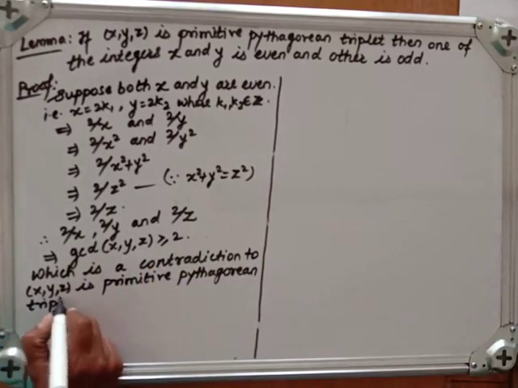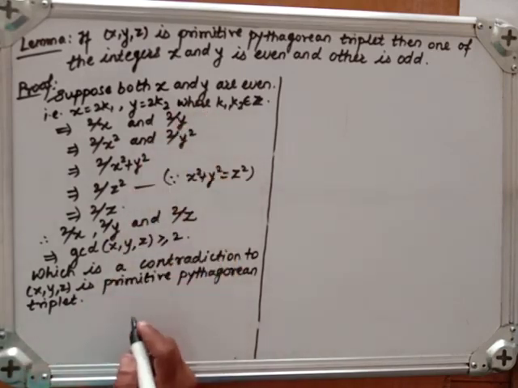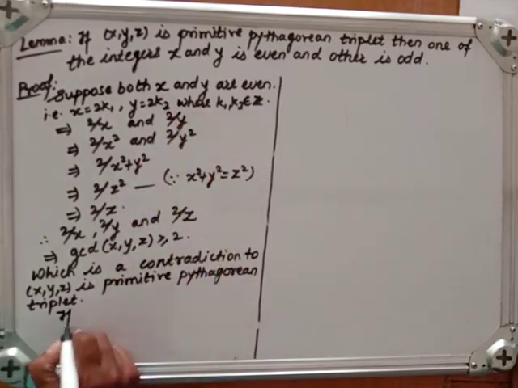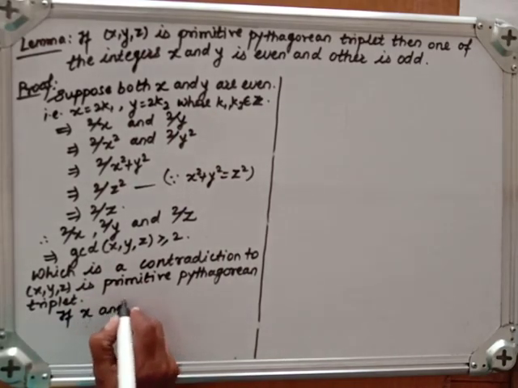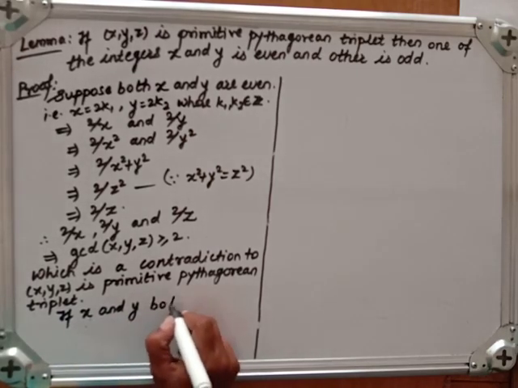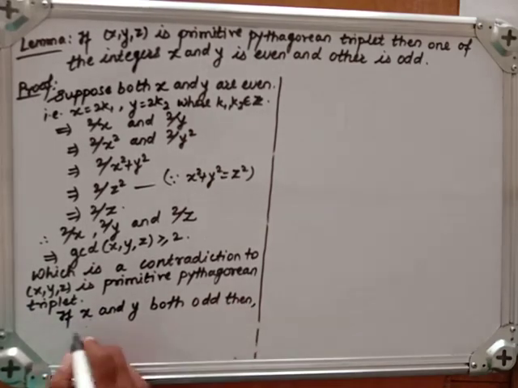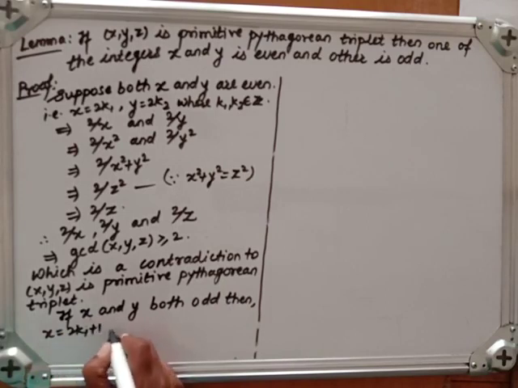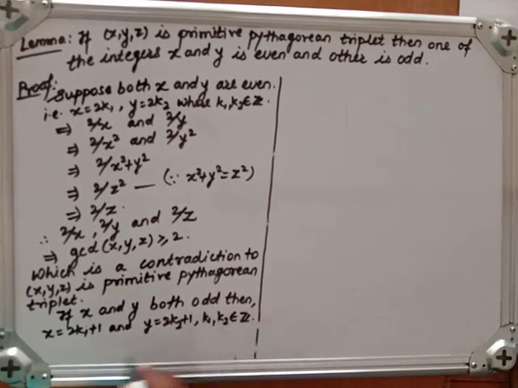Why does this occur? Because we assumed both are even. Now, another possibility: if x and y are both odd, then x is equal to 2k1 plus 1 and y is equal to 2k2 plus 1, where k1, k2 are integers.